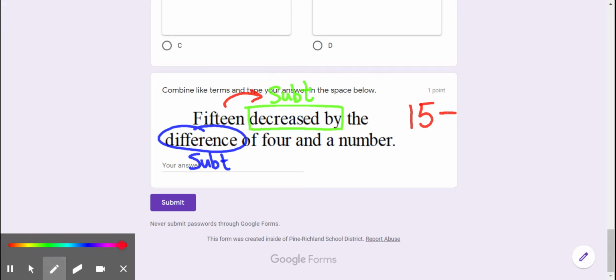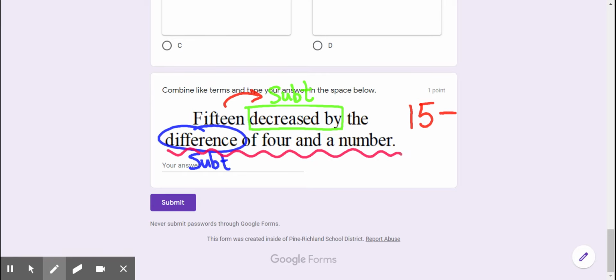Now, what am I subtracting from 15? I'm subtracting the difference of 4 and a number. Now, the difference of 4 and a number is that right there. But if I want to subtract that entire thing, I need to put that entire thing into parentheses like that. So if you didn't have those parentheses, you weren't subtracting the difference, you were just subtracting away a 4. To subtract away the difference, you've got to have those parentheses right there. Okay? Very good job, guys.